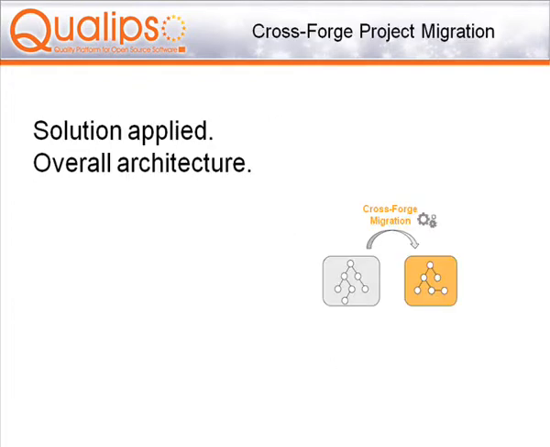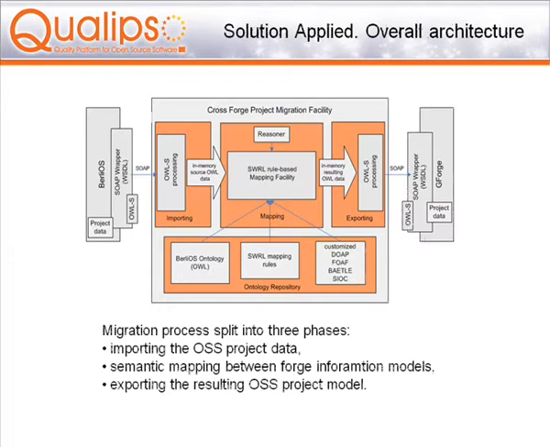Solution applied, the overall architecture. The solution design introduces 3 stages to the CrossForge project migration process. It features the importing phase, where by means of semantic web services the information is retrieved from a source platform and lifted to semantic level.